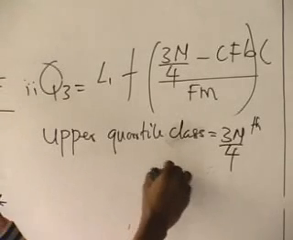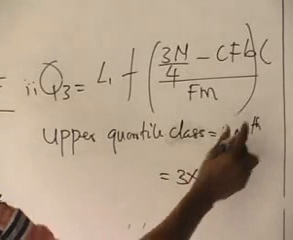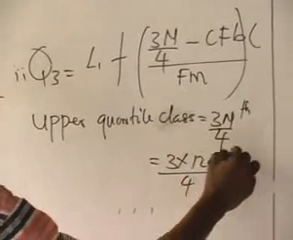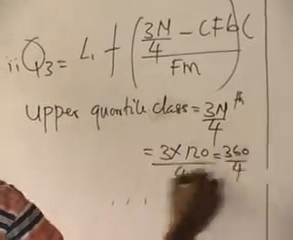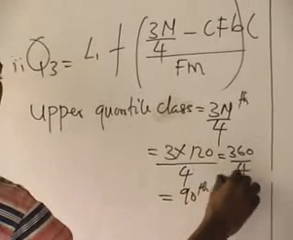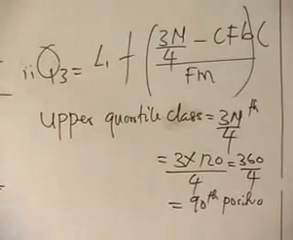So we now say our upper quartile class equals 3 times n. What is my n? The summation of the frequency, which is 120. So 3 times 120 divided by 4. 3 times 120 is 360, divided by 4, and the answer equals 90. So the 90th position is the position of my quartile.